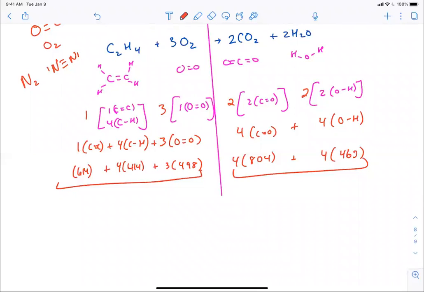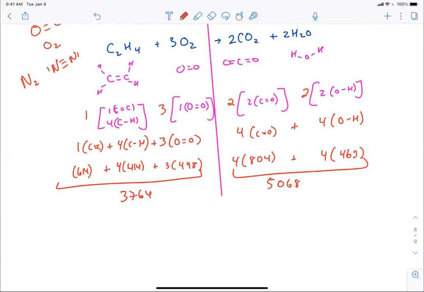Okay, so one mark for summing up the left side correctly. One mark for summing up the right side correctly. And then here's the idea. A bond enthalpy is positive because it's endothermic, because you're breaking the bonds. When you're forming the bonds, the reverse reaction is occurring, so you're actually releasing heat. So when you make a bond, you release heat. When you break a bond, you absorb heat.